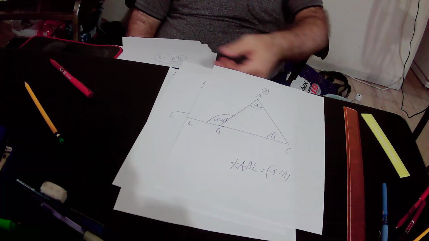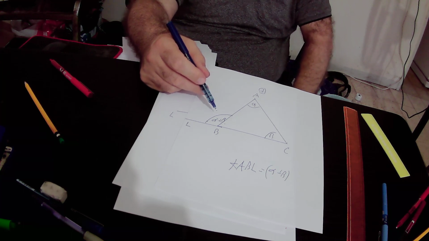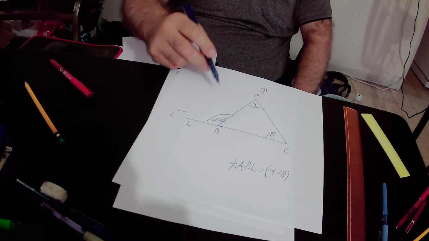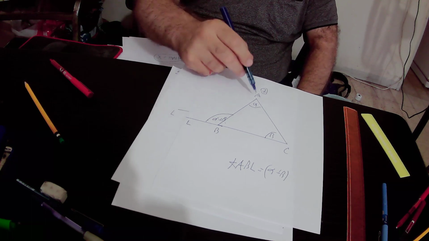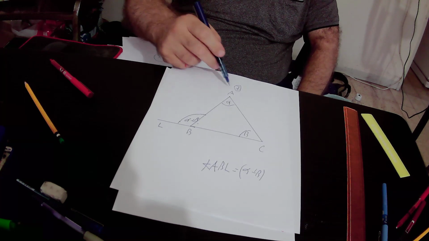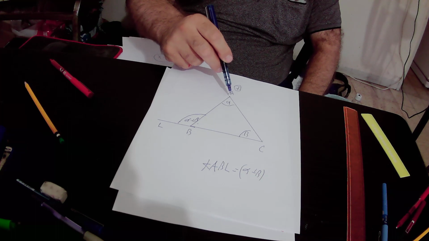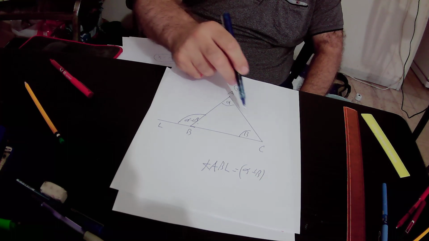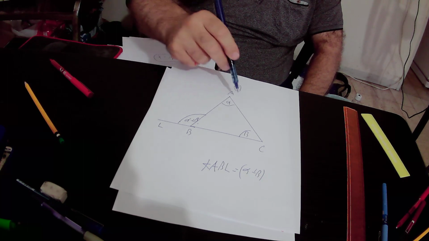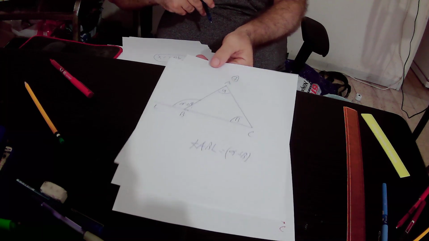So rule number 2 states that the exterior angle ABL is equal to the sum of the two interior angles. That is to say, angle ABL equals angle alpha plus beta. Again, according to rule number 2, the exterior angle ABL equals the sum of the interior angles, that is, ABL equals alpha plus beta.